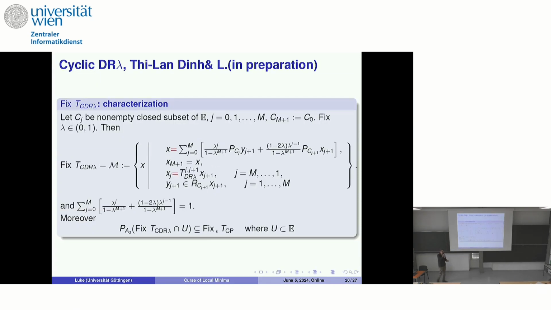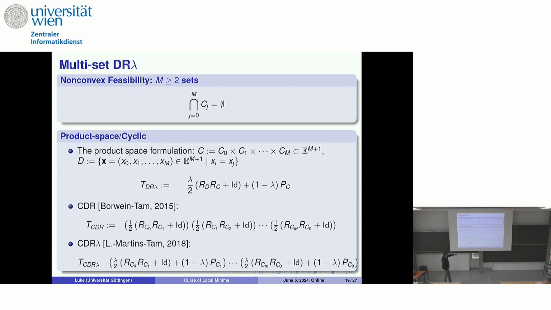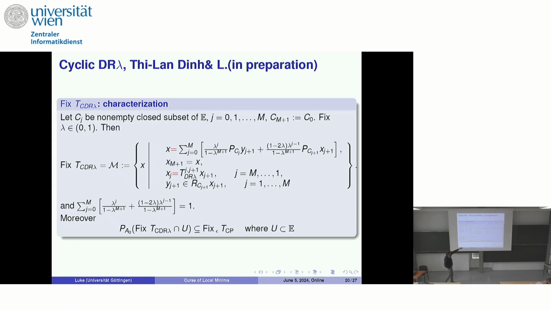But you still have this one parameter that you can tune and move around. Just recently, with my student Tidan Din, we've characterized the fixed points of the cyclic relaxed Douglas-Rachford algorithm in the non-convex case. So just non-empty closed subsets of a Euclidean space, and the fixed points have this complicated looking characterization, but it's actually a lot simpler than I thought it would be. If you look at this, it's a mess. But Tilan found a really nice representation of this.